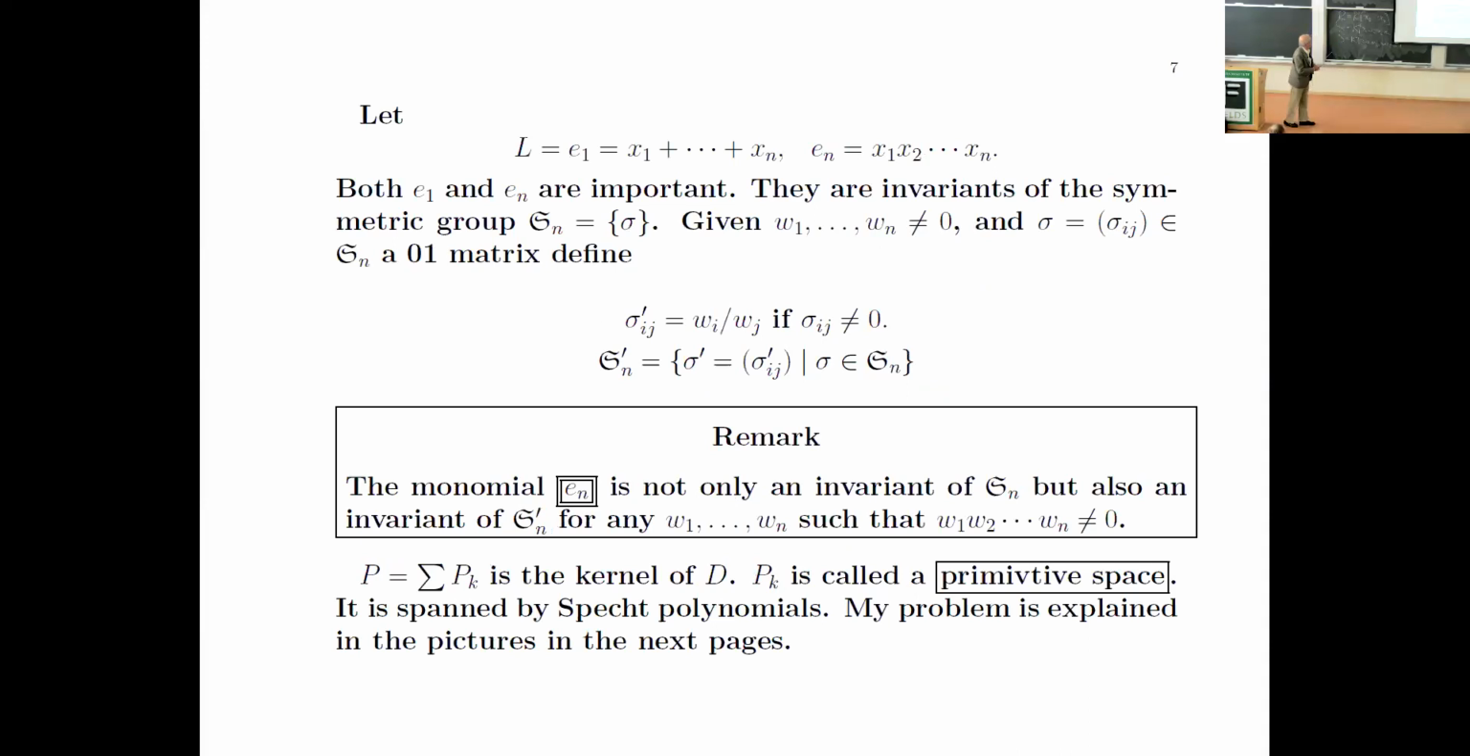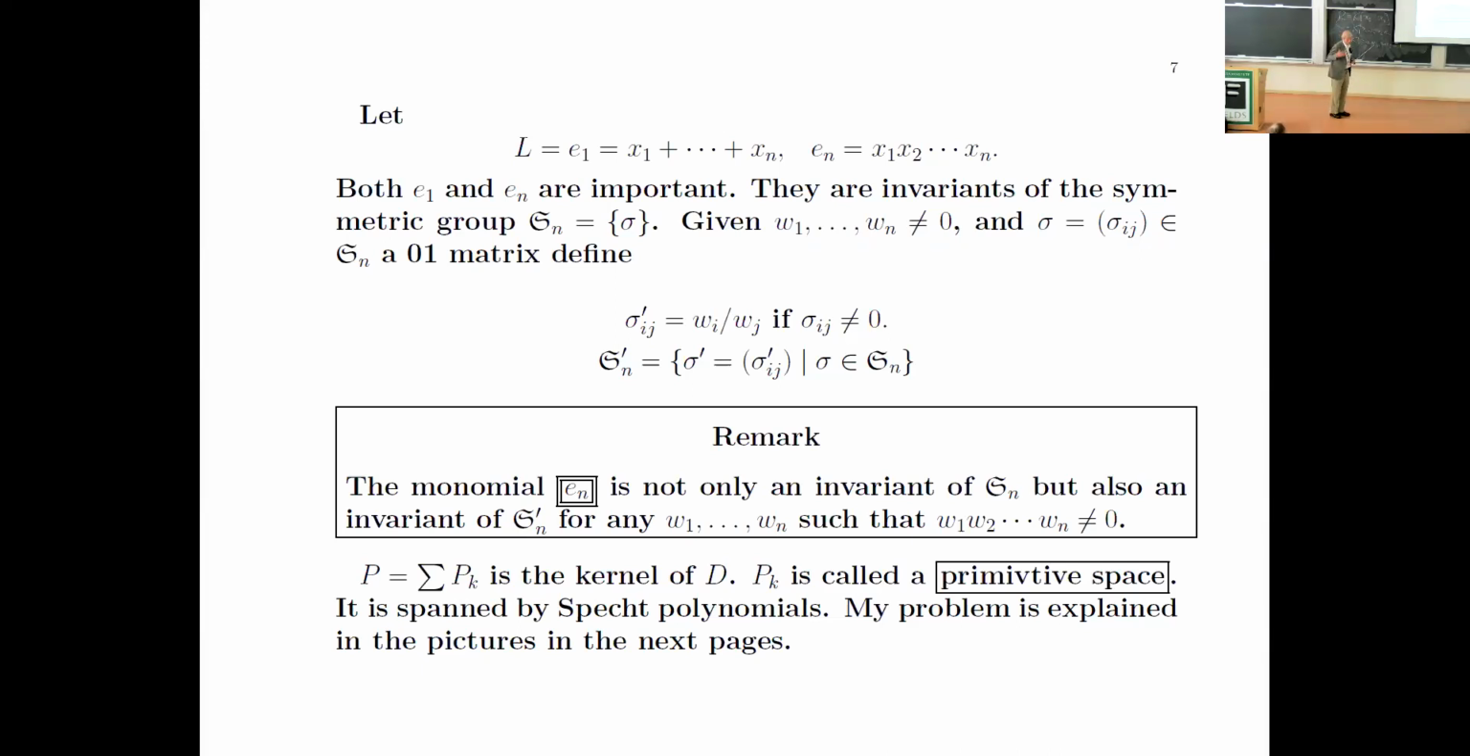Let E1 be the sum of variables and En be the product of variables. Both E1 and En are very important. They are invariants of the symmetric group. And when I say that sigma is a permutation, I am thinking of it as a 0-1 matrix, a permutation matrix.